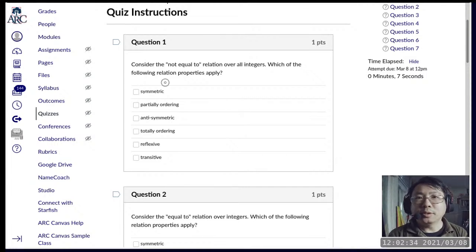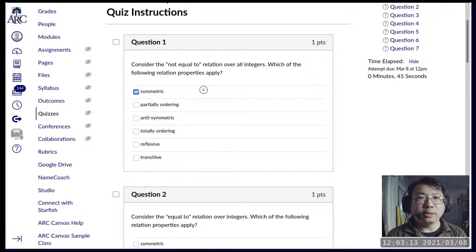Question number 1, consider the not equal to relation over all integers. Which of the following relation properties apply? I think it really is going to be helpful if you can remember what these properties mean. The best way to do it is to look up my definition in the class, because the quantified expression is really how I look at all of these properties. The first one is symmetric. Not equal to is symmetric.